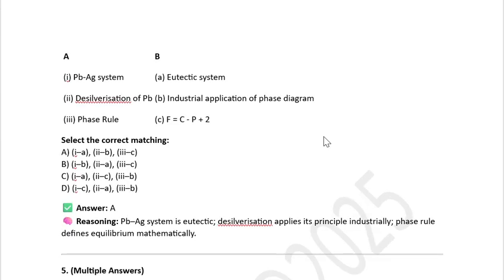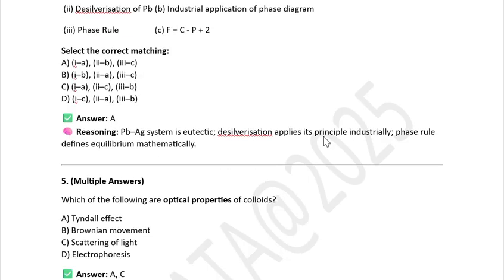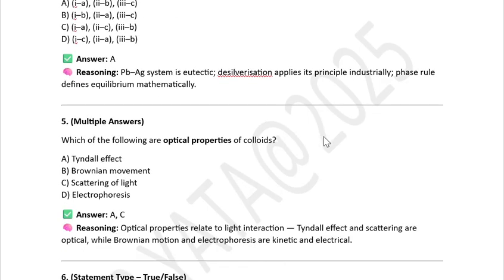Next, match the following terms with their correct description. There are columns A and B: silver lead system, desilverization of lead, phase rule. We know the phase rule is F is equal to C minus P plus 2. So option 3 is C, 2 is B, and 1 is A. The correct answer is A. The silver lead system is eutectic. Desilverization applies the principle industrially. The phase rule defines the equilibrium mathematically, that is, F is equal to C minus P plus 2.